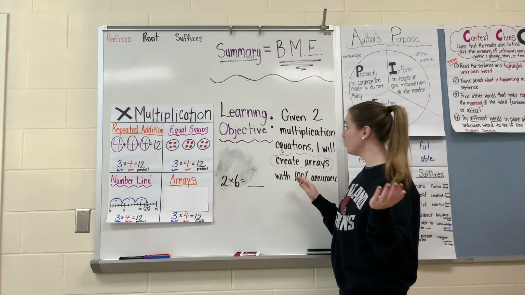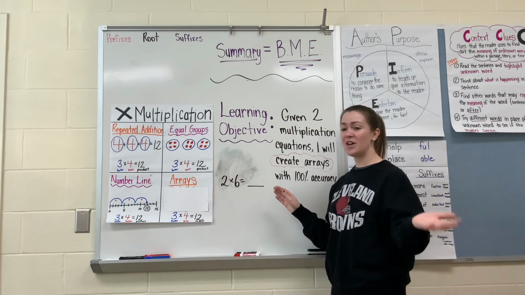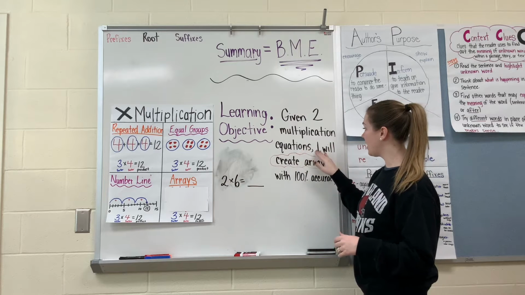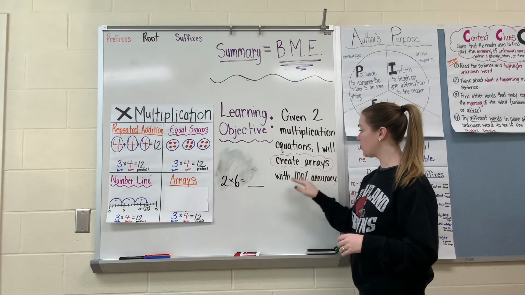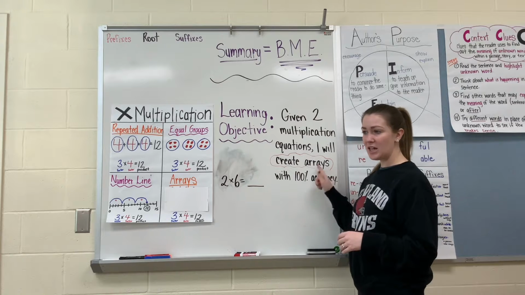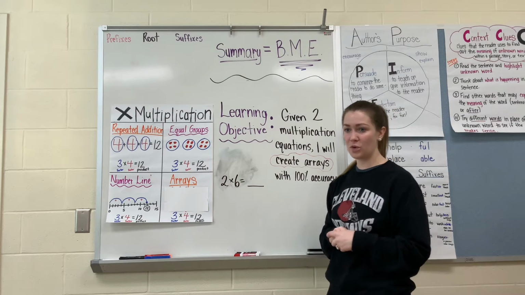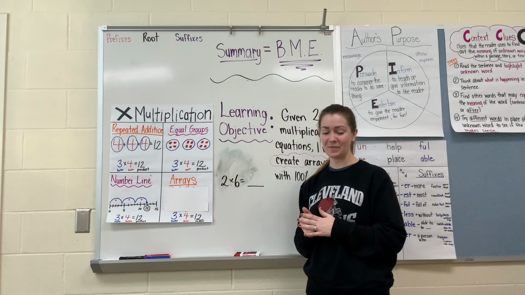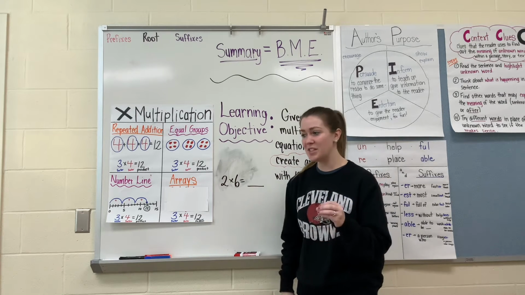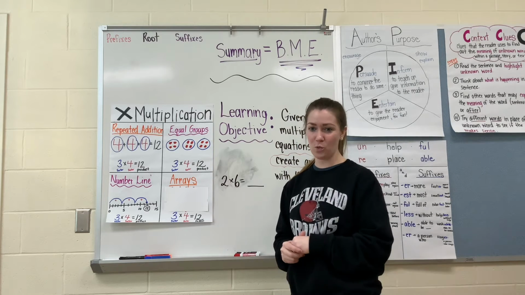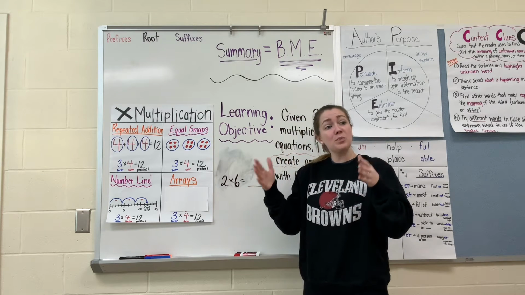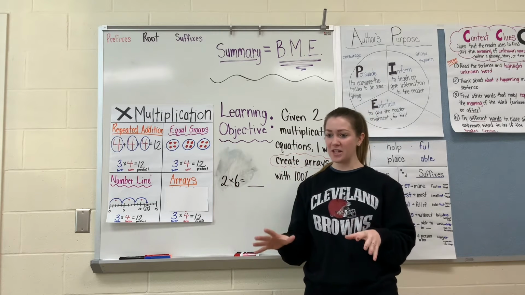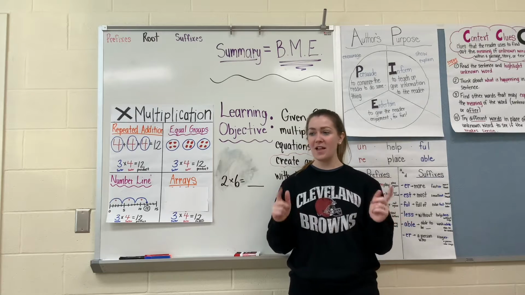So let's look at our learning objective. Everybody go ahead and say this with me, please. Given 2 multiplication equations, I will create arrays with 100% accuracy. Now, who can tell me why I circled the words create arrays? Yes, Sam. Yes, that is going to be our verb of the day. We are creating, and that's how we're going to prove that we have mastered our objective, okay? So sit tight right there. I'm gonna throw on a Brainpop video, and then we will continue on.